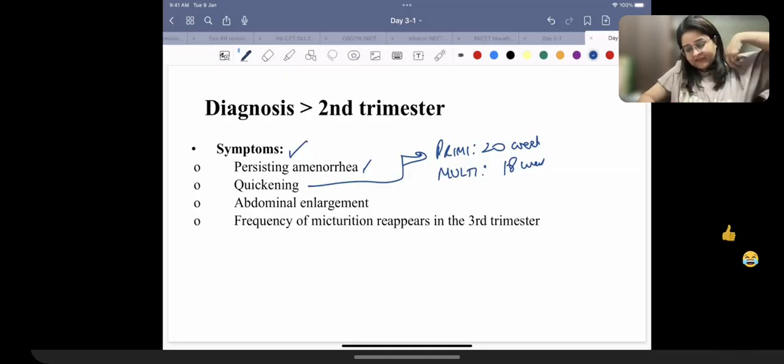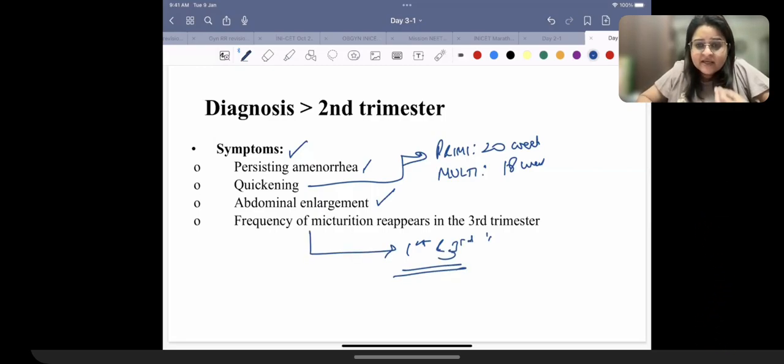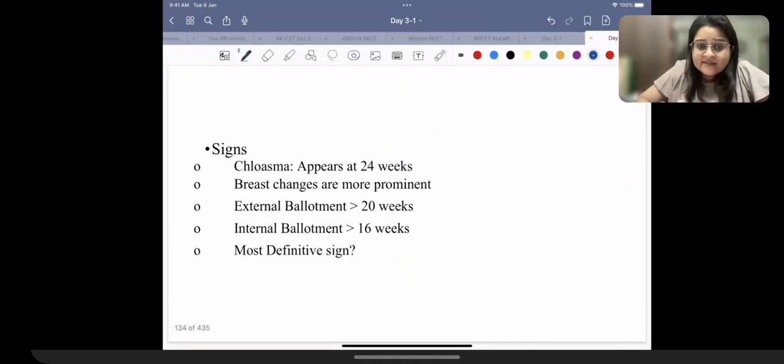Okay. Then the abdomen will enlarge, and then she'll have symptoms of frequency of micturition, which is maximum in the first and the third trimester. Frequency of micturition is maximum in the first and the third trimester of pregnancy. What are the signs in the second trimester? Chloasma, darkening of the skin. Okay, breast changes become more prominent. Then these both have come as questions: external ballottement, internal ballottement. Both are second trimester signs.